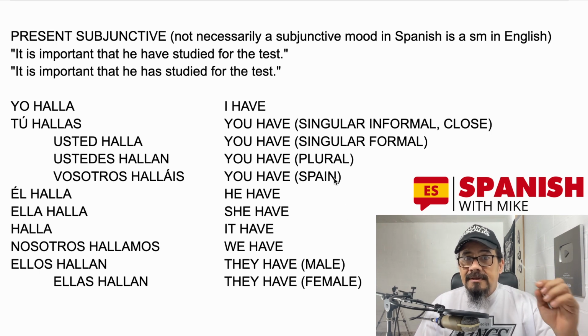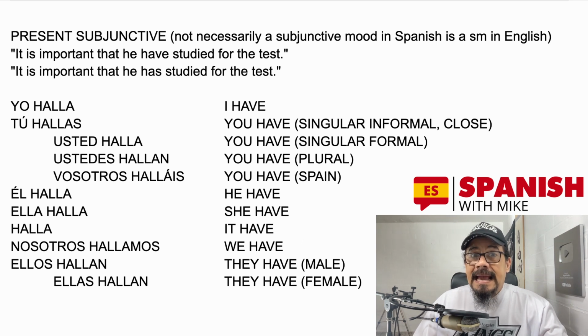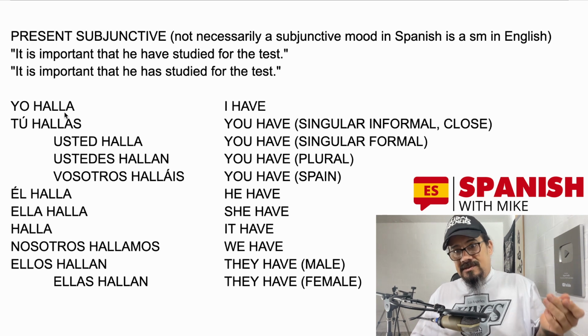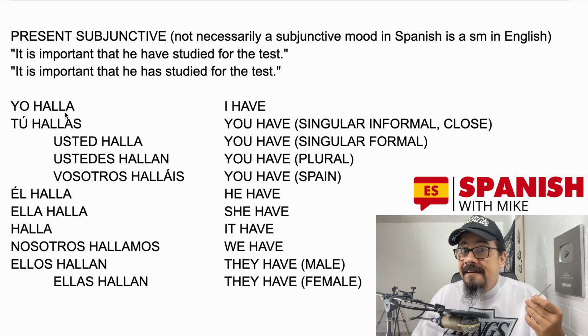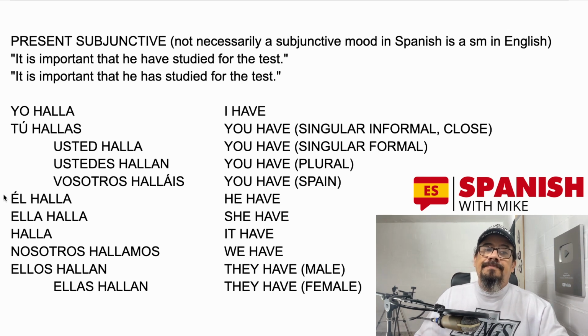Meaning, es importante que él haya estudiado para el examen. Que él haya, you see? Es importante que yo haya estudiado para el examen. That I have. Es importante que tú hayas. That you have. You see?